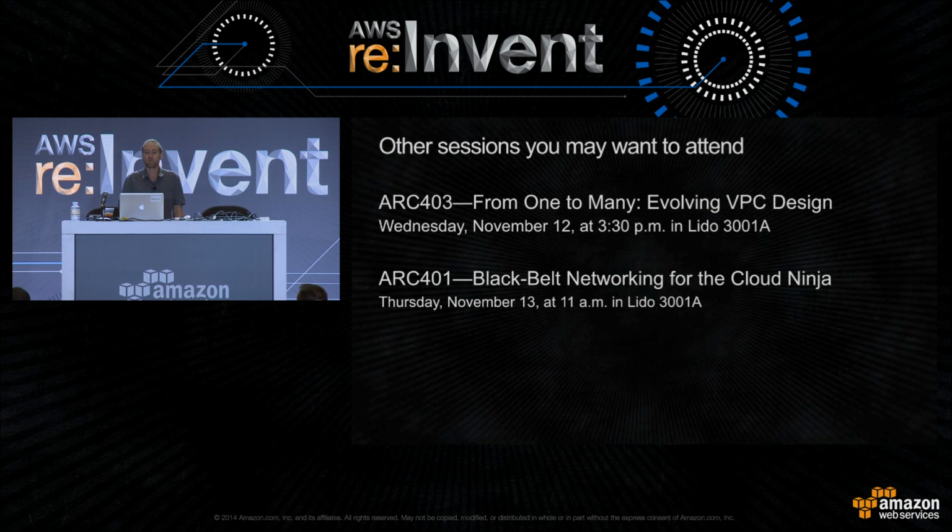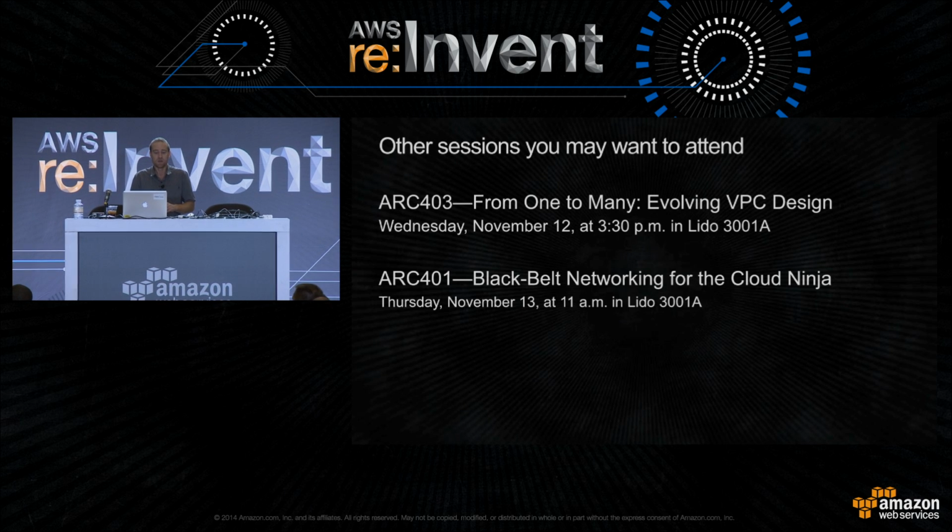I wanted to leave you with a couple other sessions to attend. Coming up is From One to Many: Evolving VPC Design, and multi-VPC architectures. HA-NAT, scaling out your NAT, and many other advanced topics are going to be in that session. So this is kind of the warm-up for that session. Also, tomorrow, another counterpart of mine, Steve Morad, is going to be offering something called Black Belt Networking for the Cloud Ninja, which is going to talk about network automation and advanced tagging patterns, cross-region peering, manipulating IPs, multicast, overlapping networks, network monitoring, and more. So that'd be another good session to attend tomorrow at 11 a.m.